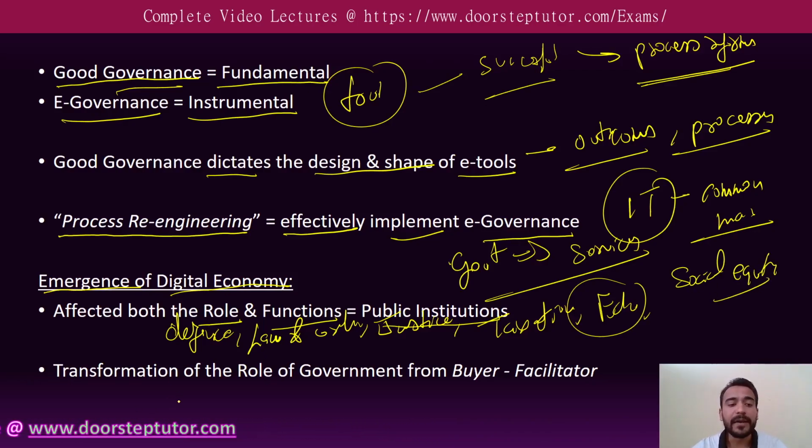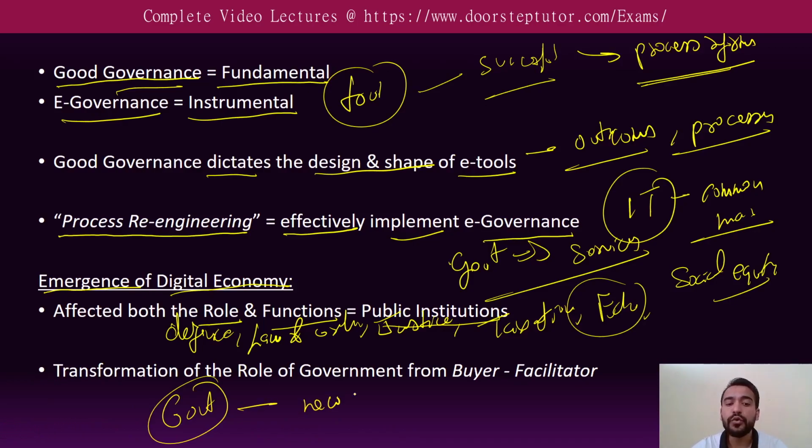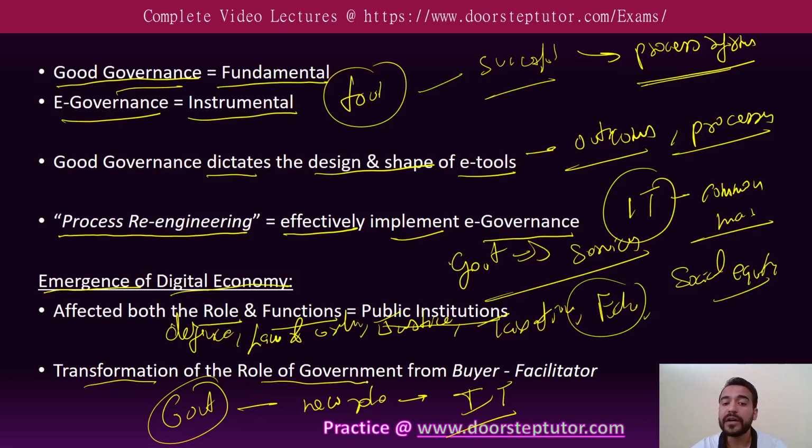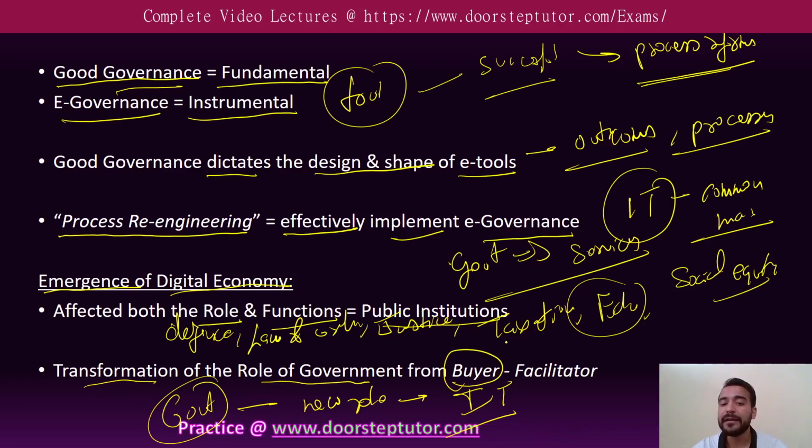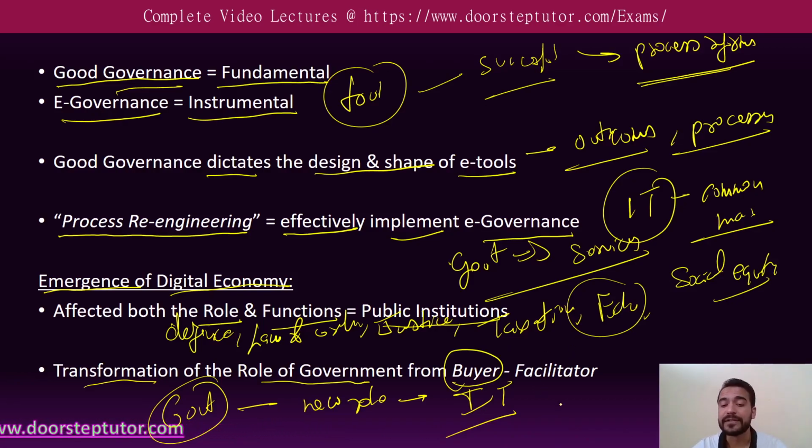the governments are now required to take on the new role of harnessing the power of IT and leading change. There has been a transformation in the role of the government from buyer, that is the producer of ICT services, to the facilitator or the leader because of the emergence of the digital economy.